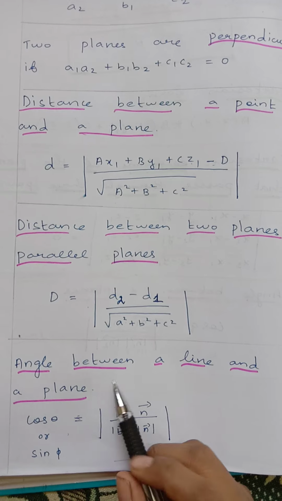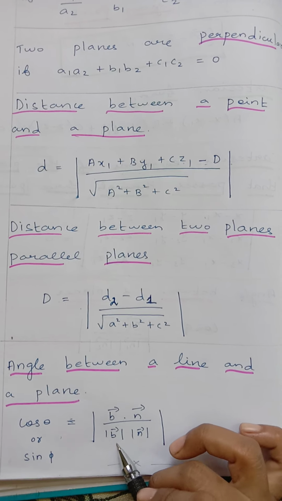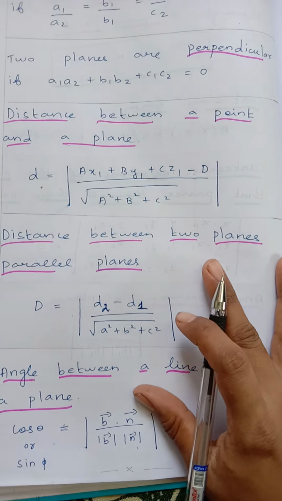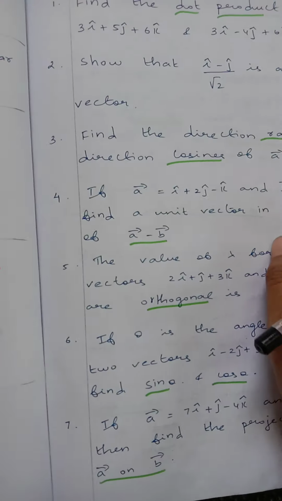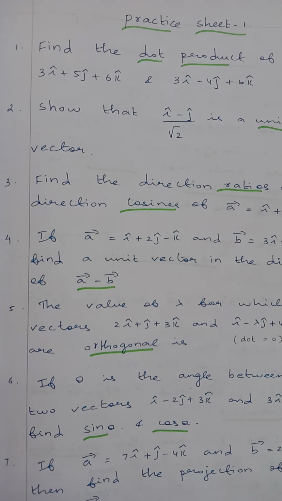Next one is the angle between a line and a plane. It is b dot n by magnitude of b, magnitude of n vector. These are the basic terms and formulas you have in both the chapters. Let's see some questions. I'll give you some worksheet questions, you can do that and submit it.